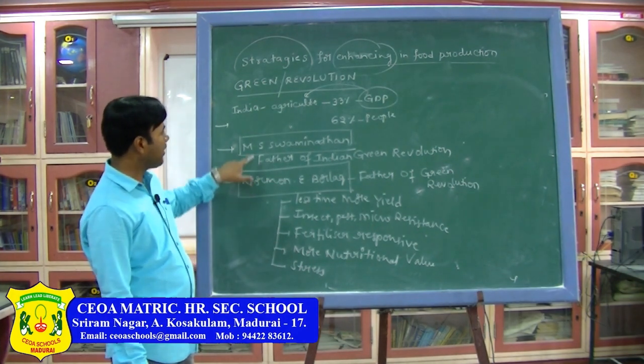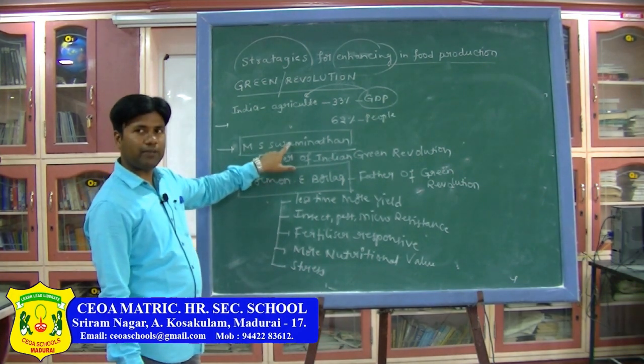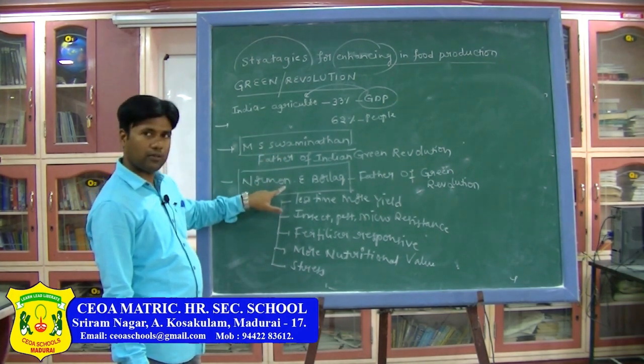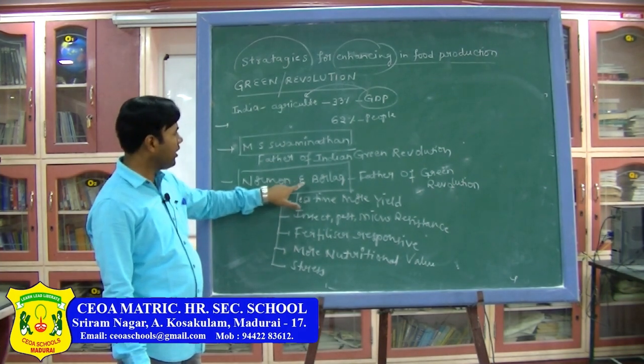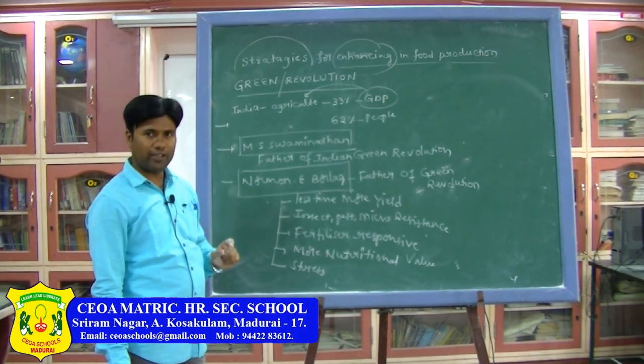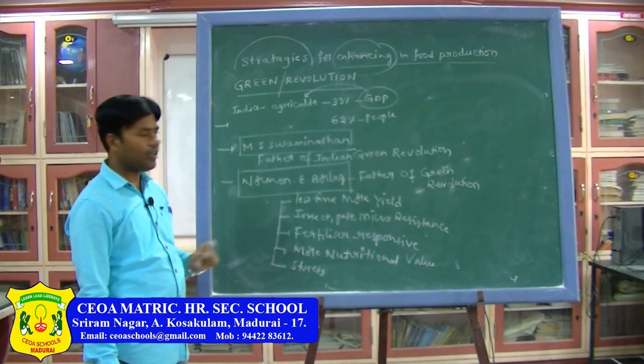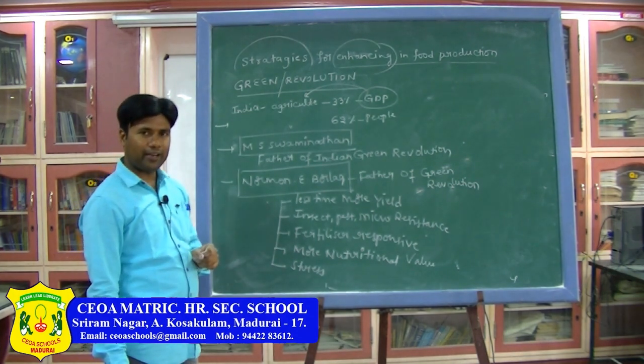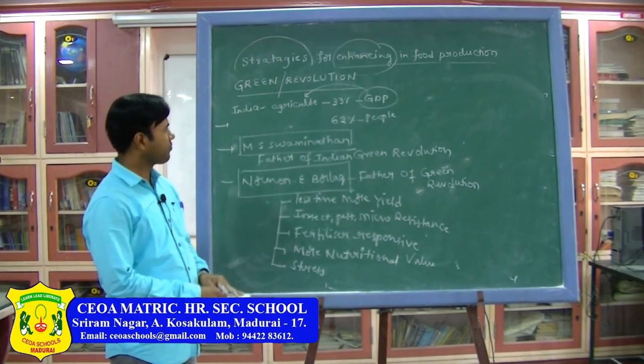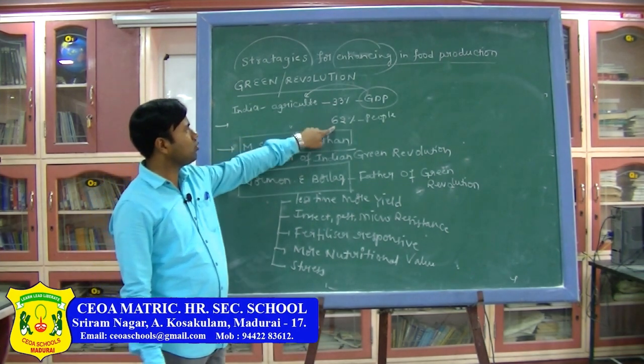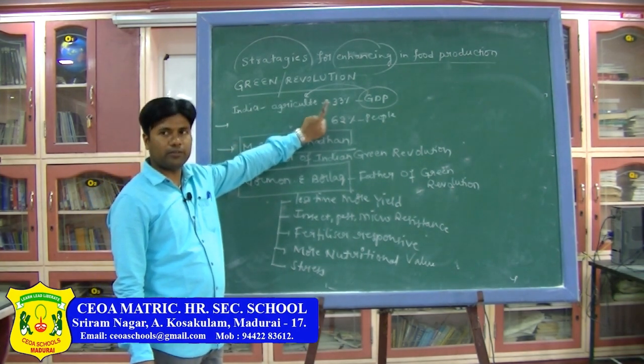Okay, who is the father of the Indian green revolution? M.S. Swaminathan, belongs to Tamil Nadu. Norman E. Borlaug, father of the green revolution, from the England country. Which country? From the England country. Next, these two numbers we have to remember.